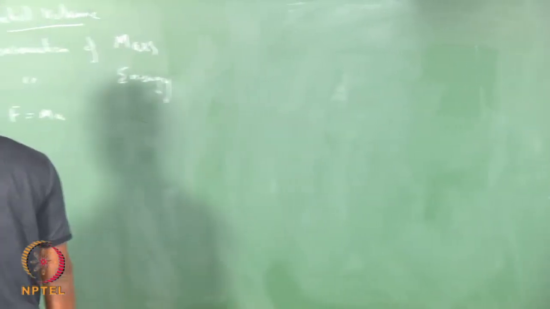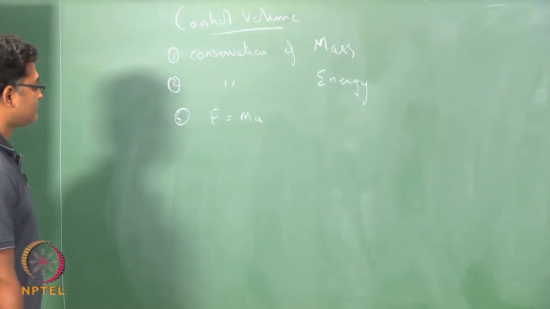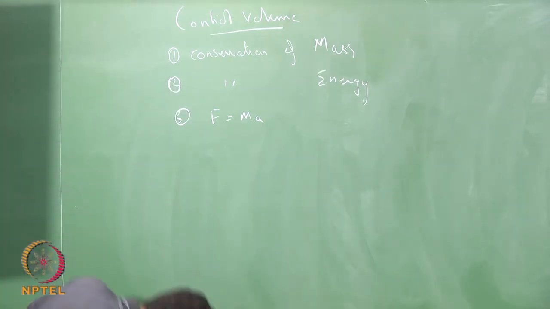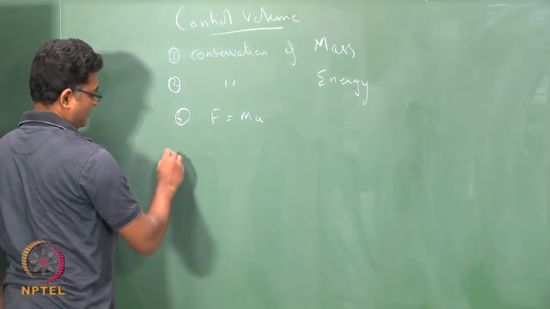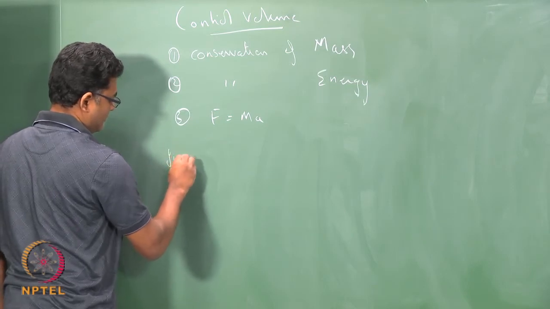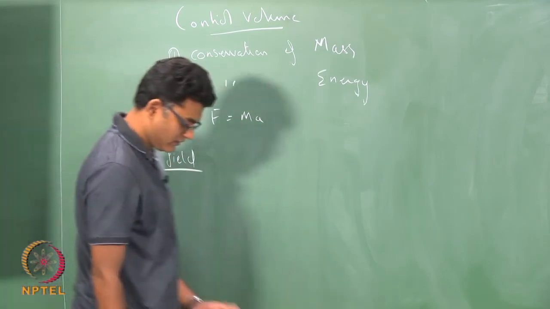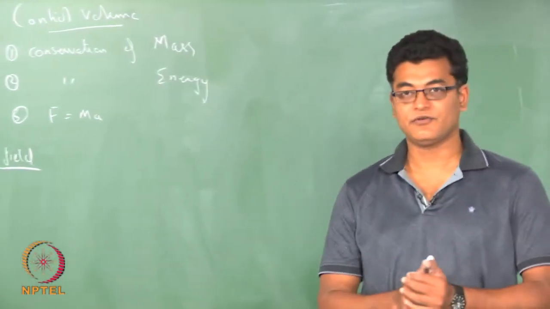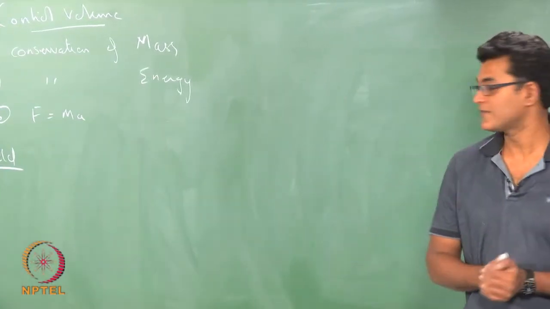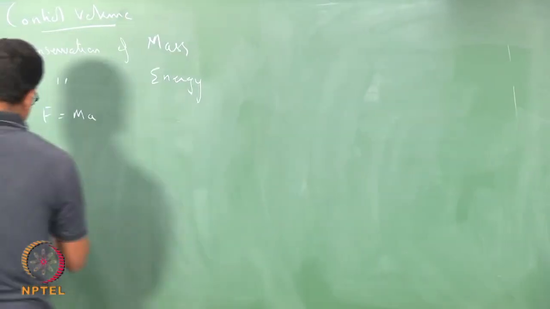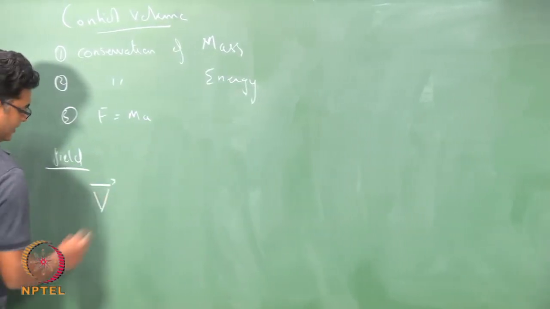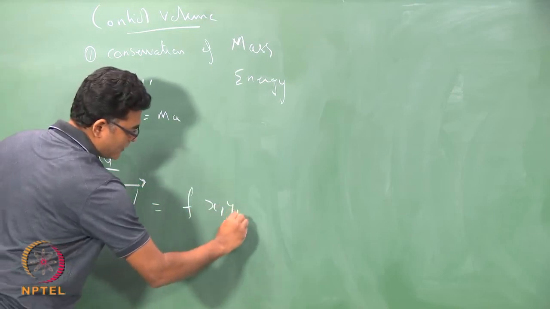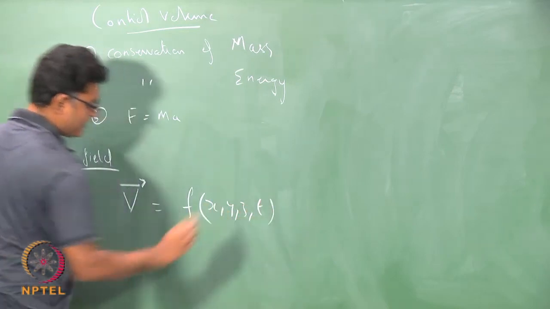So, before we start this, we should understand what is a field or what is a 2D flow or a 3D flow, what dimensionality of the flow. So, your velocity v is a function of x, y, z and t.